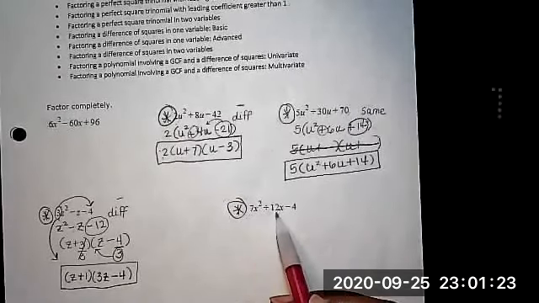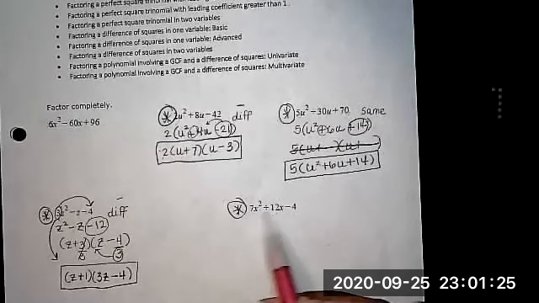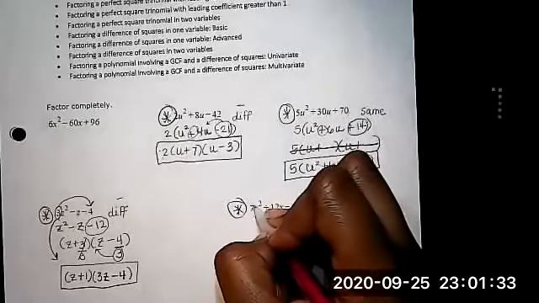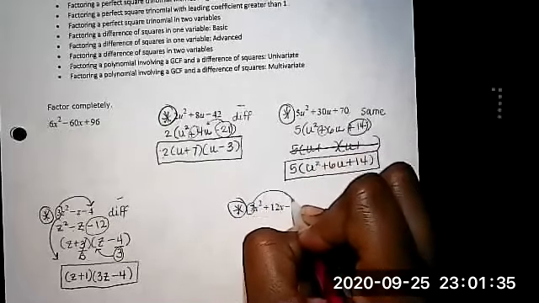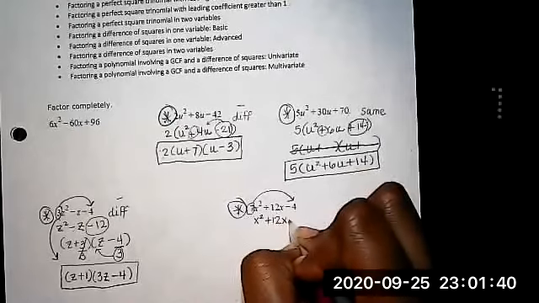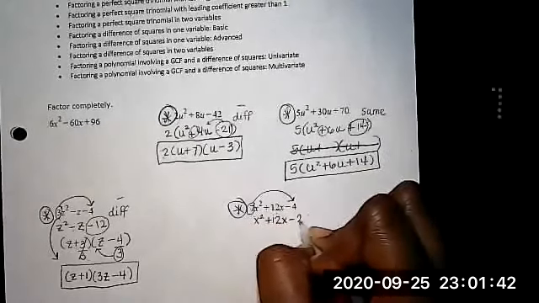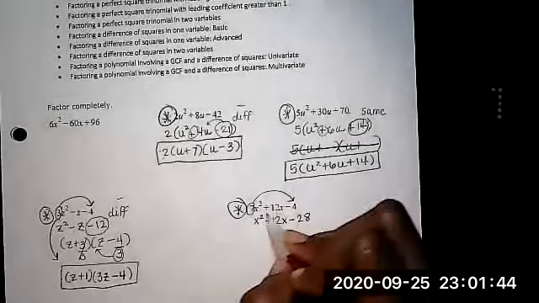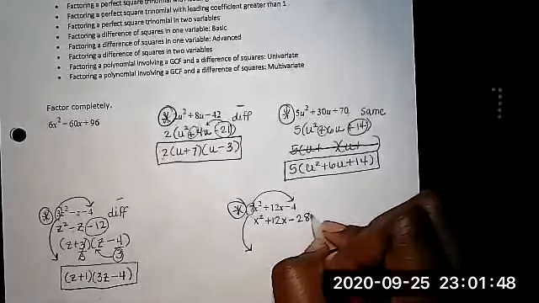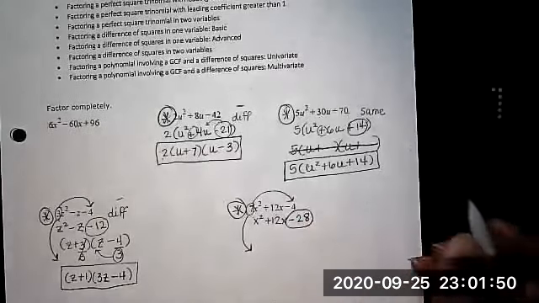First thing I do, is there a greatest common factor between them? Does not look like it. 7, 12, and 4. I don't think anything. Nope. So now I'm going to take the 7, multiply it by 4. So x squared plus 12x minus 7 times 4 is 28. And later on, I'm going to be dividing by 7. But first, I need to factor.